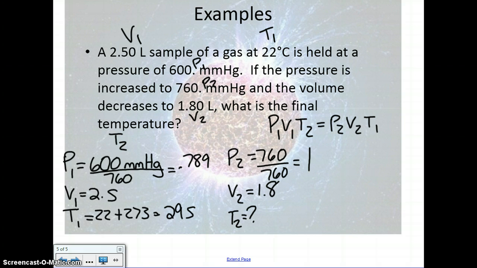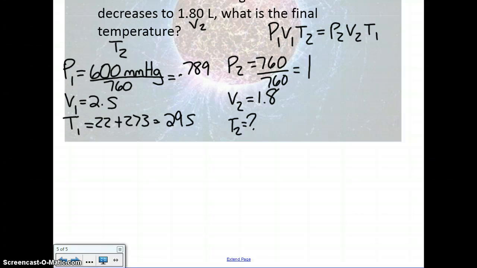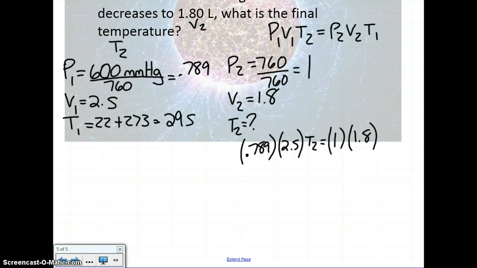So we got to plug all of these things in. All right, so let's plug them all in. We got 0.789, it's P1, V1 is 2.5, and then T2, that's the one we don't know, right? Okay, and then P2 is 1, V2 is 1.8, and T1 was 295.